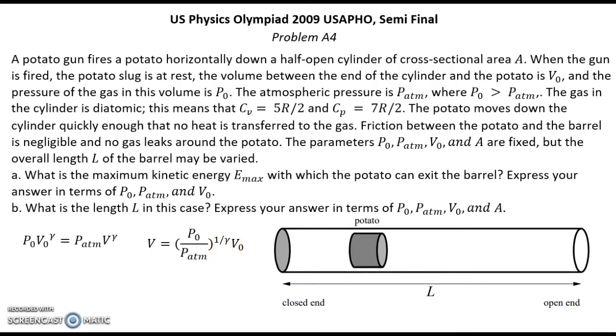And here gamma is the coefficient for our diatomic gas. That will be this expression. And finally we can find what L is. That will be this expression, V over cross section. That's L, which is equal to this expression. That's the answer for question B. Now let's count what the total kinetic energy is.